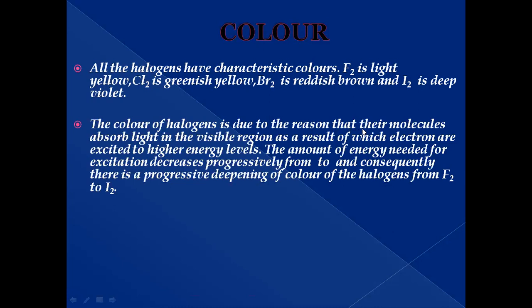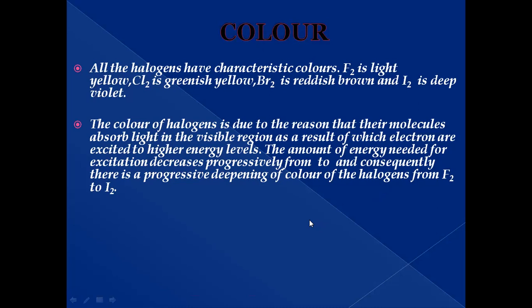The color of the halogen is due to the reason that the molecules absorb light in the visible region. In molecules like fluorine, chlorine, bromine, or iodine, the electrons are excited to higher energy levels because of the absorption of light from the visible region. And the amount of energy needed for excitation decreases progressively. Remember that it will decrease progressively from fluorine to iodine, and consequently there will be progressive deepening of color of the halogen from fluorine to iodine. So fluorine will be light and iodine will be very dark colored, that is deep violet.